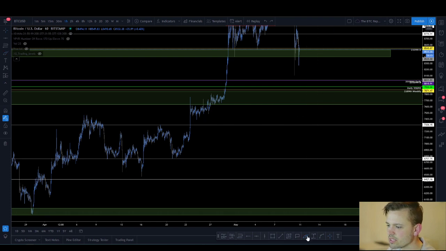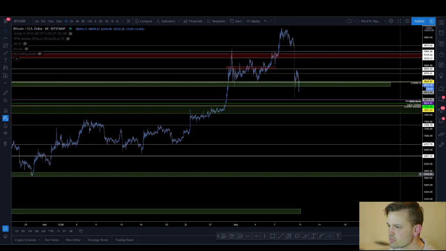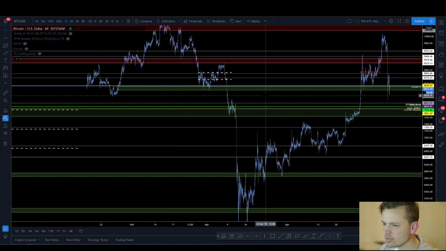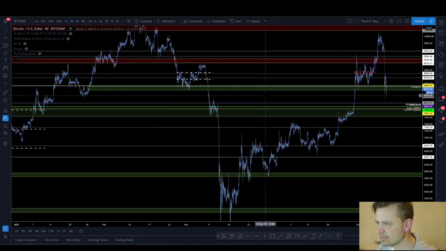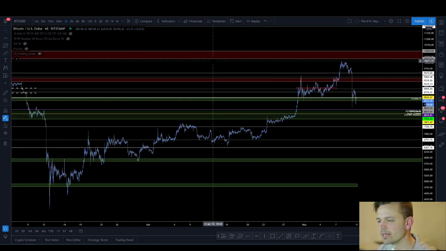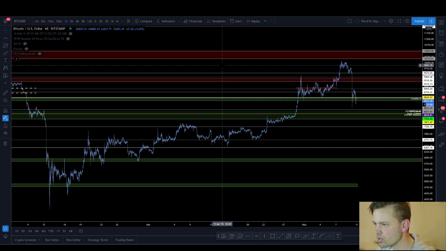Do not short based on FOMO. Do not long based on FOMO. You long and short based on set technical levels and strategy and planning, right? If you don't have a plan, you don't have a trade. If you don't have a proper stop loss, you don't have a plan.